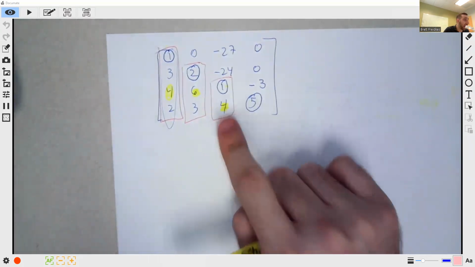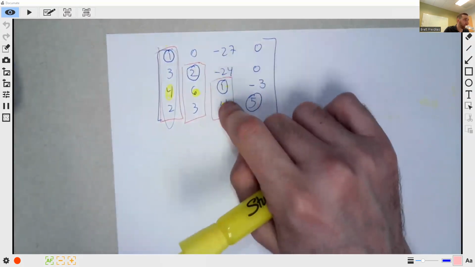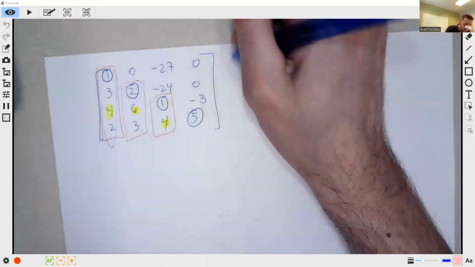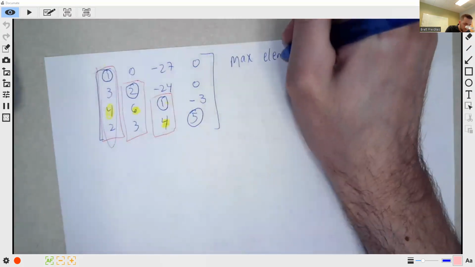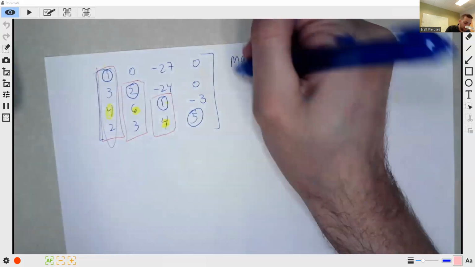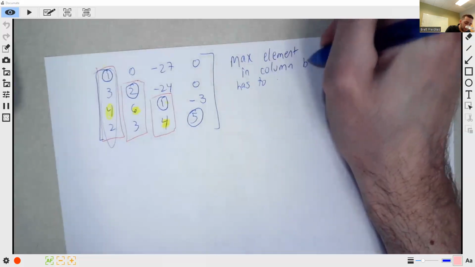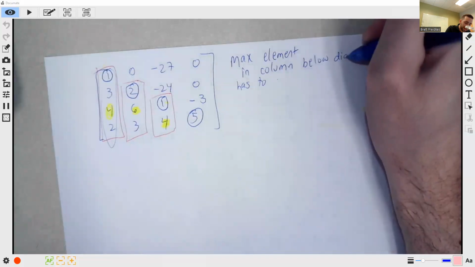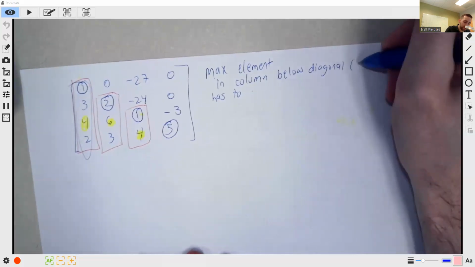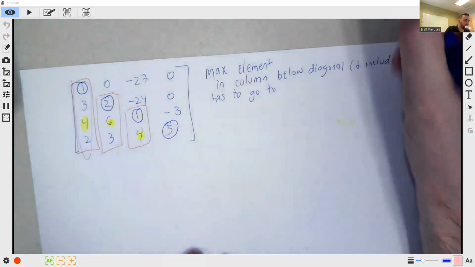But just to show you, we're always going to make sure that in that column, the maximum element in the rows below the diagonal, and including the diagonal, of course, has to go in the diagonal spot.